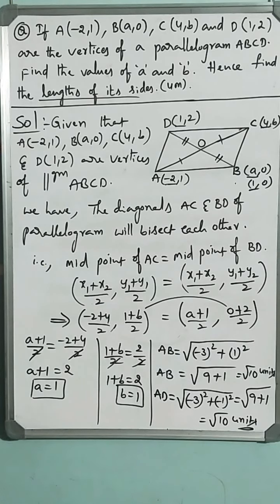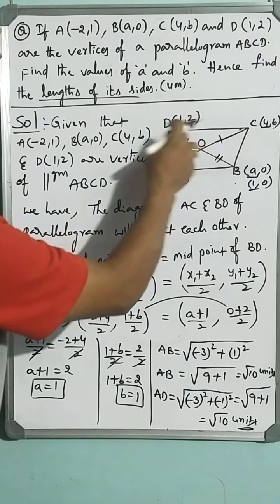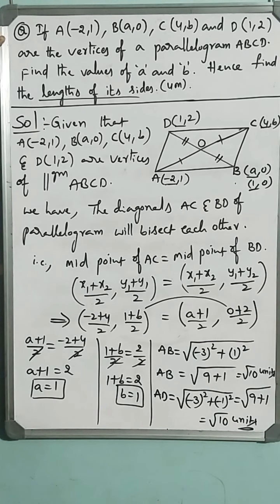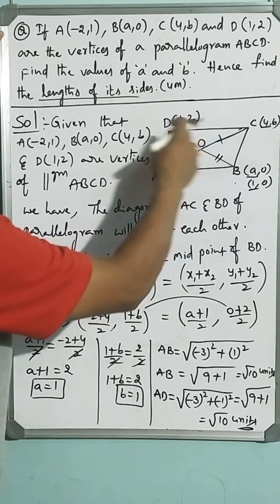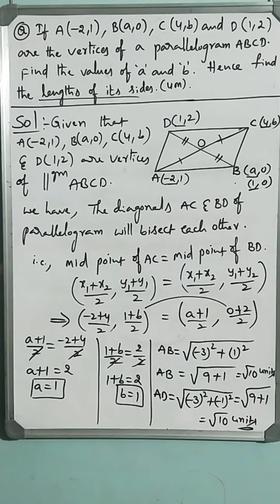What it tells you, moreover, is that this parallelogram is a rhombus because all sides are equal. Root 10, root 10, root 10, root 10 means this is a parallelogram with adjacent sides equal. It can be called a rhombus also.